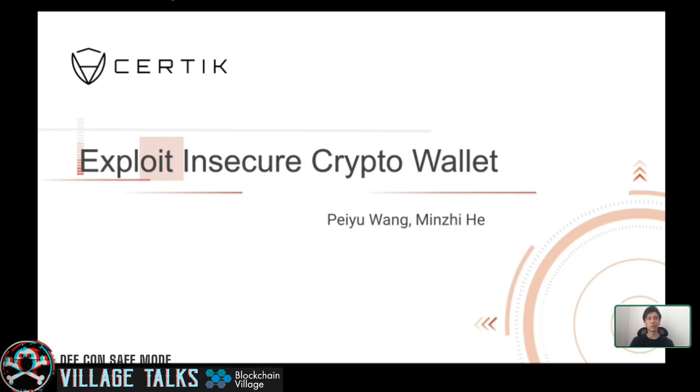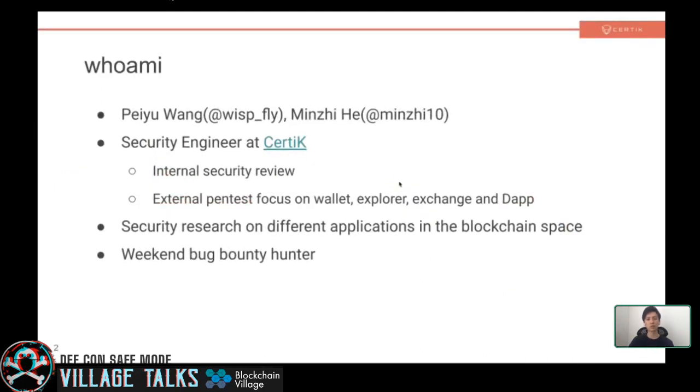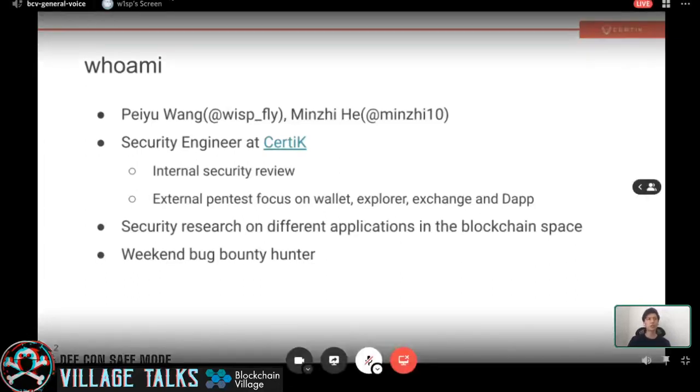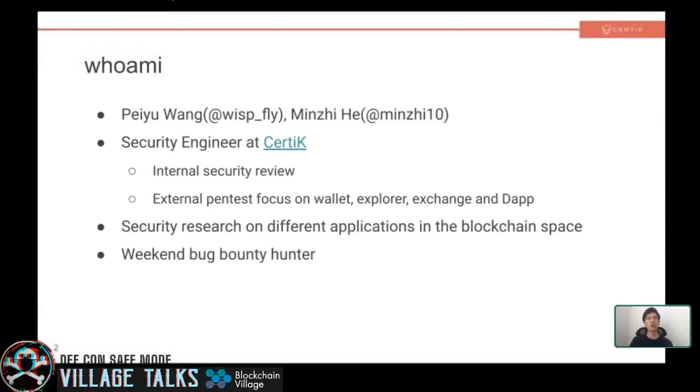In this talk, we'll be talking about how we explore insecure cryptocurrency wallet applications. My name is Peiyu Wang, here with my colleague Ming Zhi He. We are security engineers at 30K. 30K is a blockchain security company. We provide a variety of security services, such as smart contract audit, chain audit, and penetration testing.